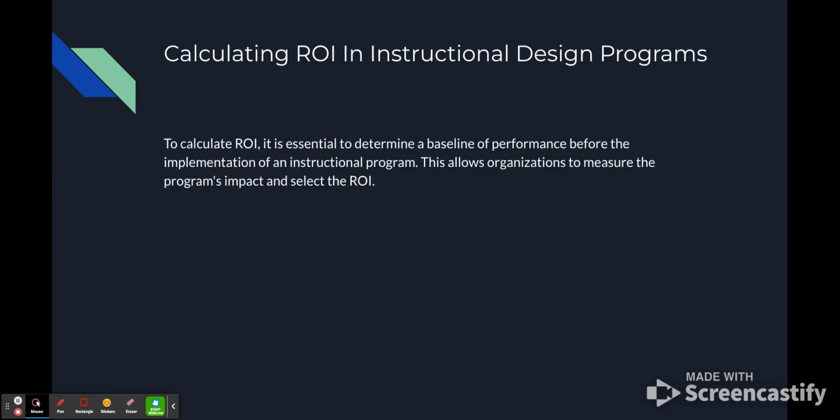To calculate ROI, it is essential to determine a baseline of performance before the implementation of an instructional program. This allows organizations to measure the program's impact and select the ROI. Organizations need to conduct some kind of measure to determine what quantifiable aspects they're going to measure, what will be impacted by the instructional design, and what the current state of those variables are before the instructional design program is implemented in whatever process that they're using it for.